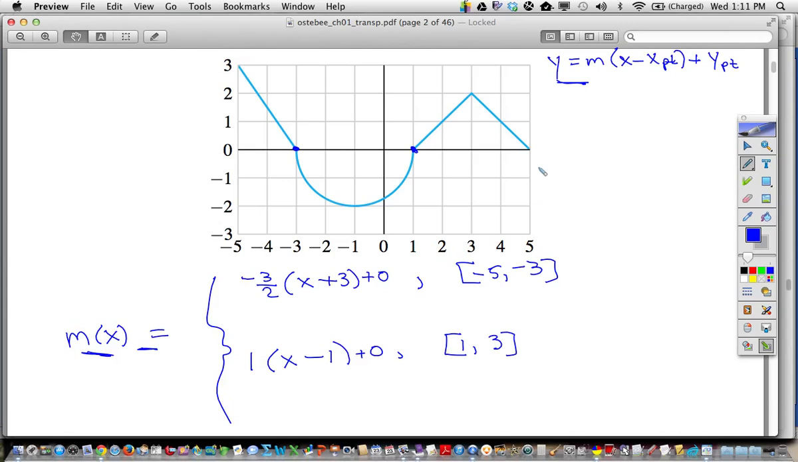All right, and now let's do the last piece. Slope is 1. Let's do this point here at the end. I like those 0 things. So x minus 5 plus 0. And then that goes, oops, we shouldn't include the 3 this time, because we included it on the other one. 3 to 5, and we should include the 5. Does that make sense? Okay, which that's not bad.